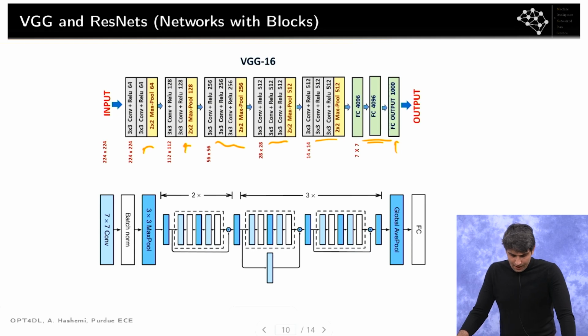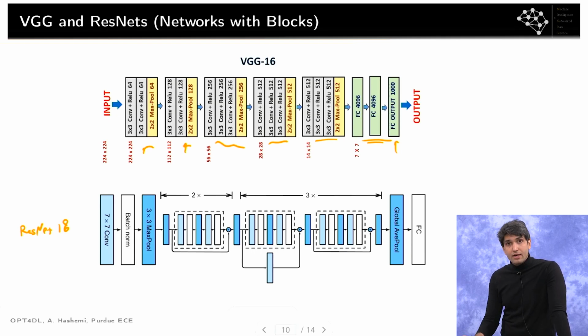Okay, and the next model is called ResNet 18, and again you can see that we have blocks and the model repeats this block a couple of times in this architecture. But there are some new concepts here. There is one block, or one operation, that's called batch normalization. We will talk about this in the next lectures.